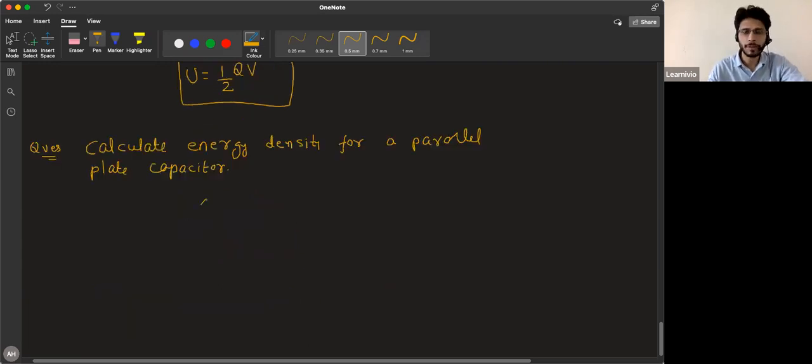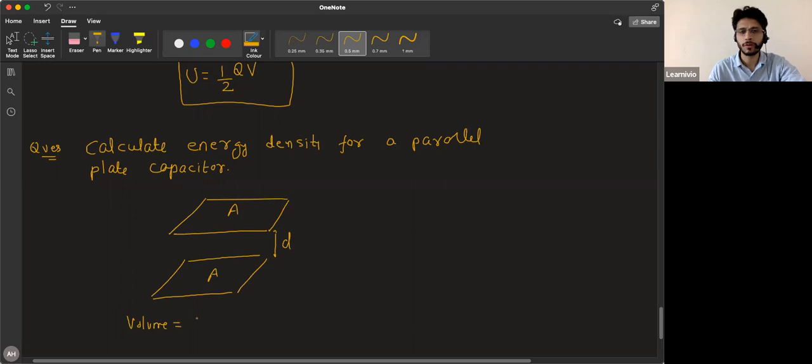So this is a parallel plate capacitor. These are two plates. Plate area is A and the separation between them is D. You can write the volume of the capacitor as area of cross section A multiplied by D. This is the volume of the capacitor: area of cross section multiplied by the separation.